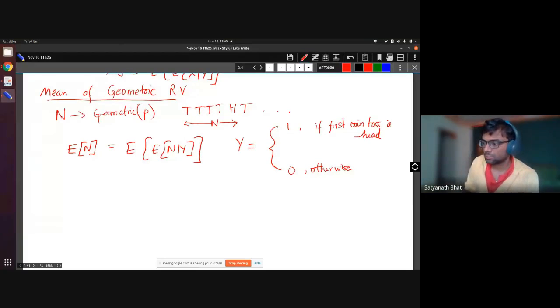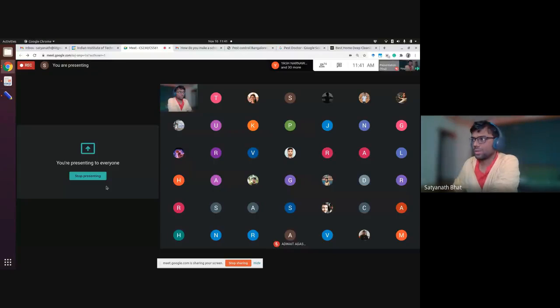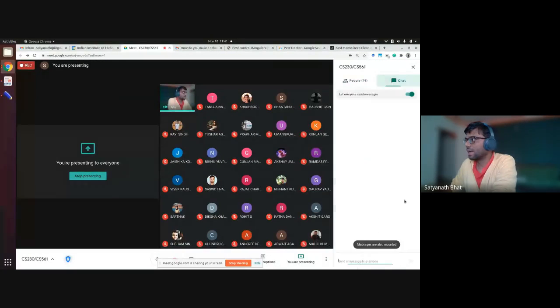All right. So what is the number of tosses required to get the first head if Y is equal to 1? Given that the first coin toss is head, what is the expected value of the geometric random variable? What is this going to be? Yes? 1. Yeah, correct. That's correct. So does everybody in the class also understand this? Can I just quickly have a poll to see if things are okay so far?